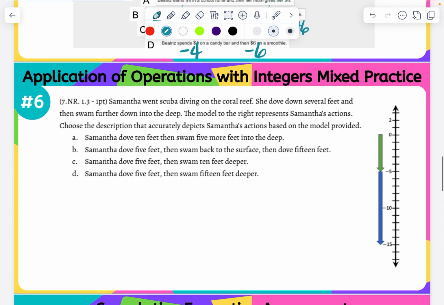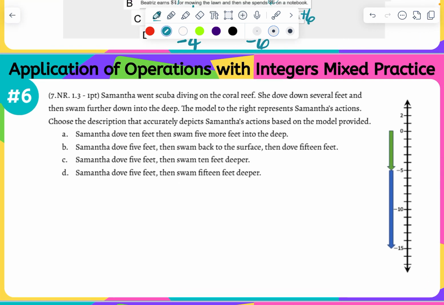Number 6. Here we go. Samantha went scuba diving on a coral reef. She dove down several feet and swam further down into the deep. The model to the right represents Samantha's actions. Choose the description. All right, so let's see what she does. She starts at 0. So she starts right here. And she went down negative 5. Then she went down again 1, 2, 3, 4, 5, 6, 7, 8, 9, 10. So she did negative 10 even deeper.